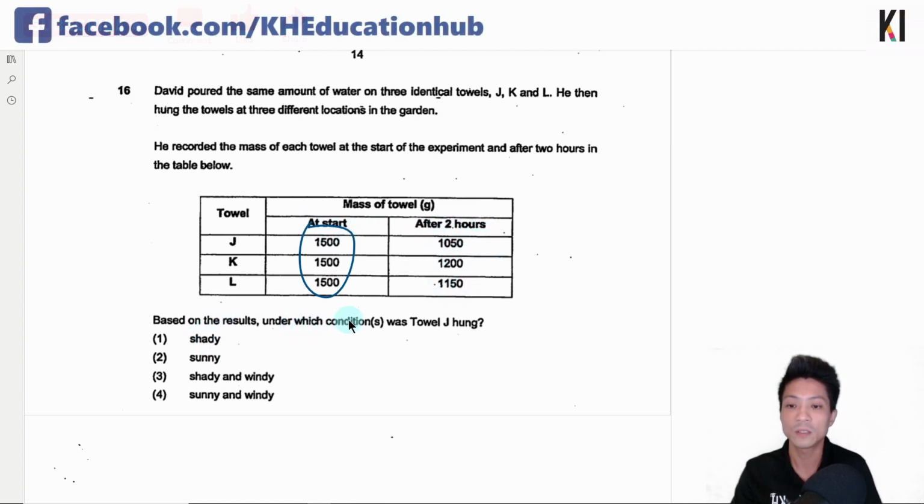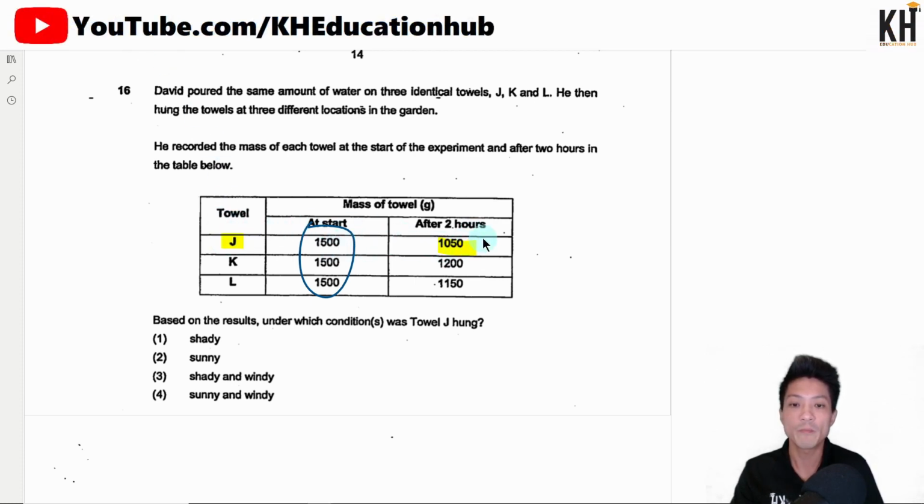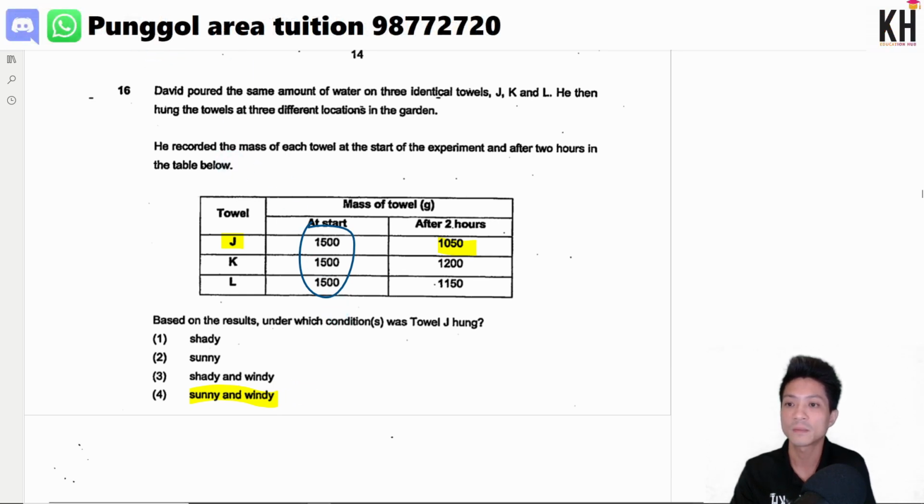Based on the results, under which conditions was tower J hung? So tower J, you can see that it's got the lowest mass after 2 hours, right? So probably it is a sunny and windy place, because a sunny and windy place will help to increase the rate of evaporation.